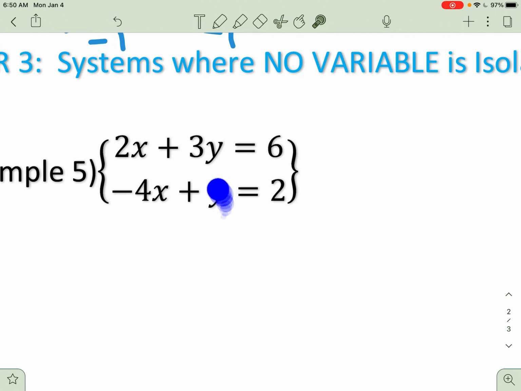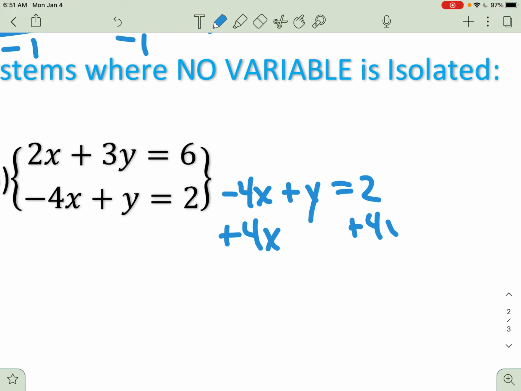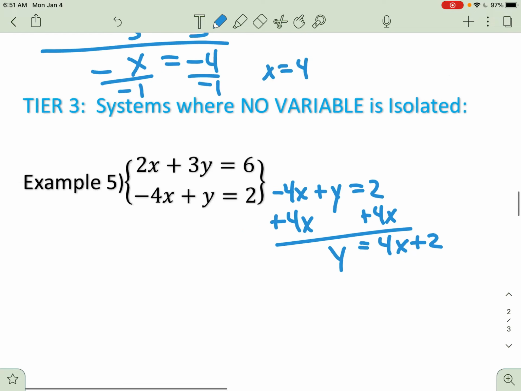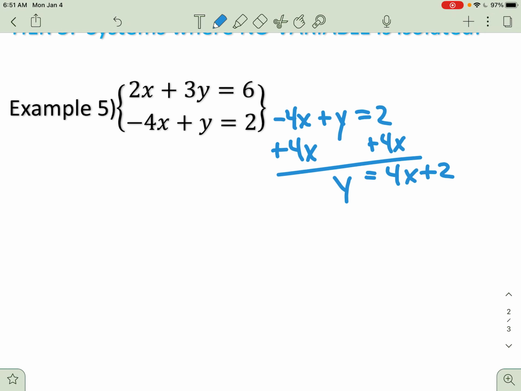As you can see, y has a coefficient of 1, so that's going to be the easiest one to solve for. So I'm going to take that one off to the side, and I'm going to solve for y. Okay, I see all this stuff that we've done in previous units is coming back around. All right, cool. So now y is by itself. So now I'm going to take 4x plus 2, and I'm going to plug it in for the y in the other equation.